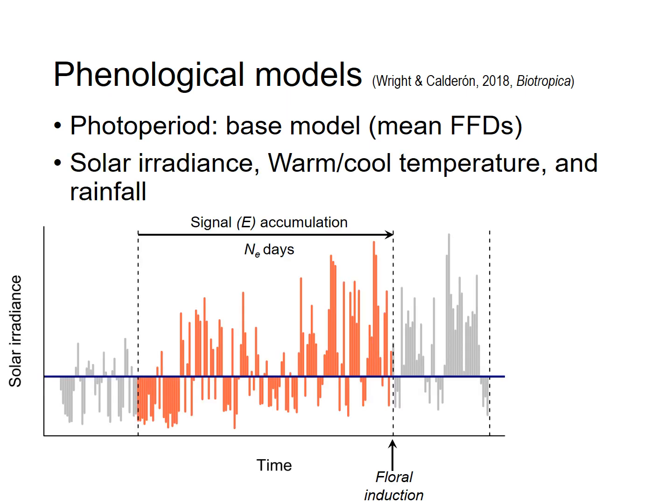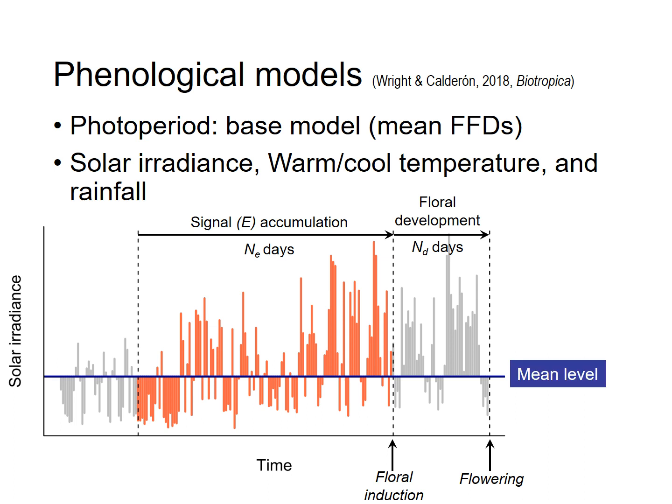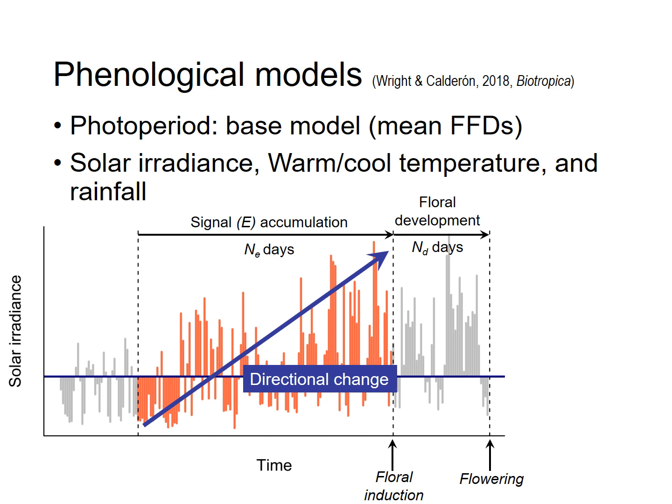For the models concerning solar irradiance, warm temperature, and rainfall, two stages of flower development were considered. The first stage is floral induction, which begins after an environmental signal accumulated over NE days exceeds a threshold for the first time in a year. The second stage is floral development, in which flowers take ND days to develop after floral induction. And two types of environmental signal were evaluated. The first is the mean level of the environmental signal, and the second is the directional change in climatic variables.